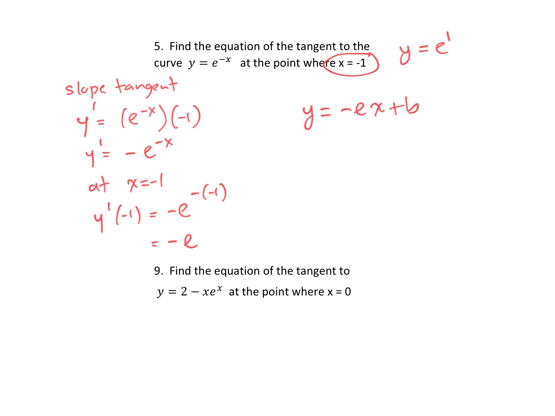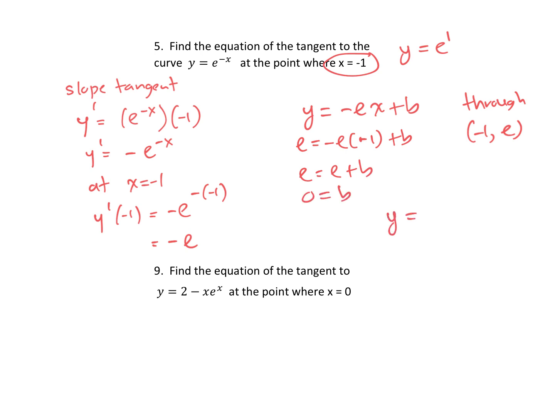Negative 1 times negative x is 1. So the point we are passing through is when x is negative 1, y equals e. So we'll put e here, x is negative 1, and b will work out to be 0. So the equation of the tangent line is y equals negative e x.